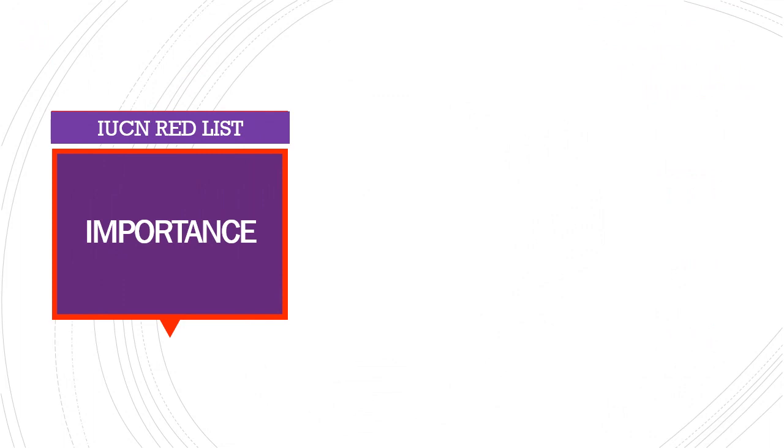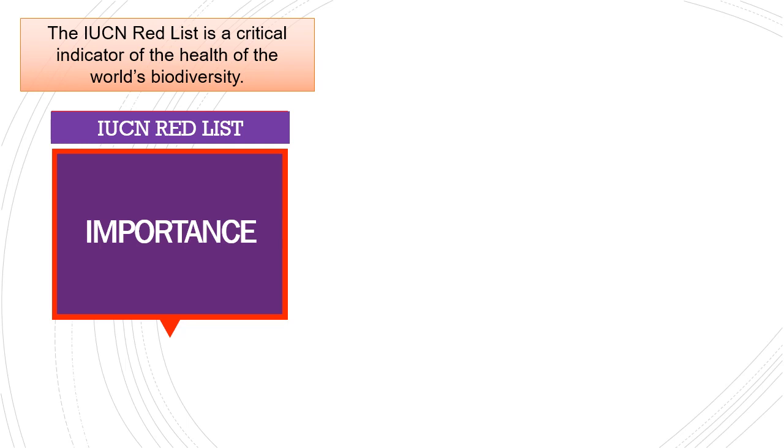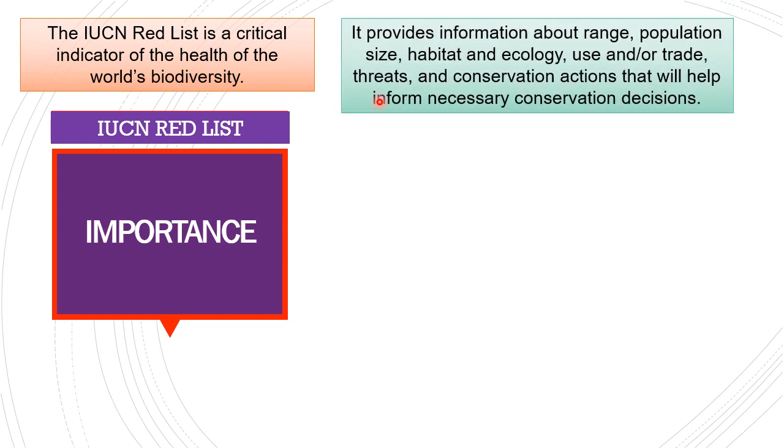Now let us look into the importance of the IUCN Red List. Firstly, it is a critical indicator of the health of the world's biodiversity. Secondly, it provides us information about the species. What sort of information? We get to know its range, its population size, the habitat in which it occurs, its ecology, what uses it is put to, what the trade threats are, and conservation actions that will help inform necessary conservation decisions. So all this information is provided by the Red List.